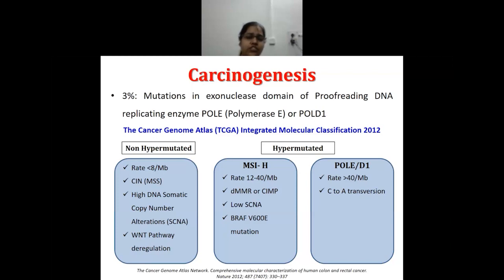The TCGA, which is the Cancer Genome Atlas integrated classification in 2012, categorized them into two groups: non-hypermutated, having the CIN type with high DNA somatic copy number alterations, a mutation rate of less than 8 per MB, and having WNT pathway deregulation. The other group is the hypermutated group, having two subdivisions: the MSI high with dMMR or CIMP, low somatic copy number alterations, BRAF V600E mutations being seen in the CIMP type, and a rate of 12 to 40 per MB. The second subtype under it is POLE, POLD1. These are actually the ultra-mutated variant with rates more than 40 per MB.